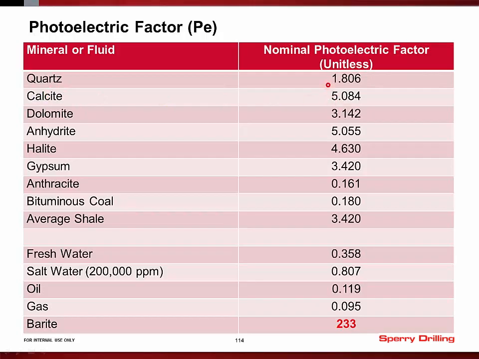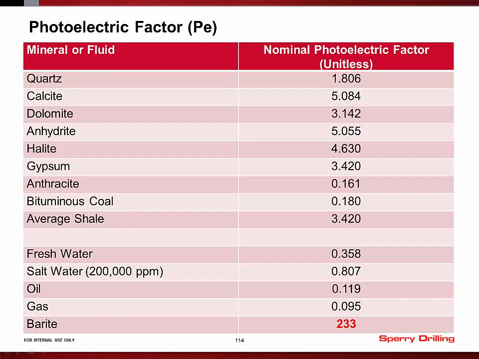So that's a clear differentiator between the two. Also, usefully, dolomite is significantly different from calcite. So in places like the Middle East, where we have a lot of dolomite and limestone layers intermingled with each other, the PE can often be used to discriminate between the two, where otherwise it might be quite difficult to tell the difference.